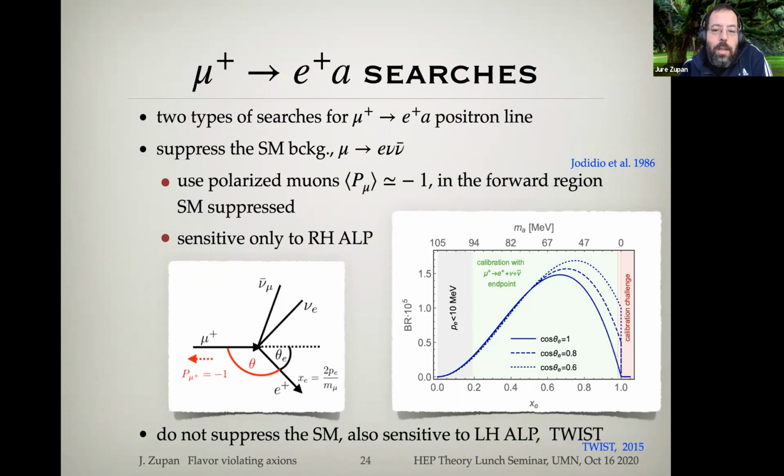The problem is that you are only sensitive to right-handed couplings. So the left-handed couplings have exactly the same behavior as the standard model background. Option number 2 is you don't suppress the standard model, and you just look at unpolarized muons, and then you have to deal with the bigger standard model background, but you are sensitive also to left-handed ALPs. So that's the twist measurement.